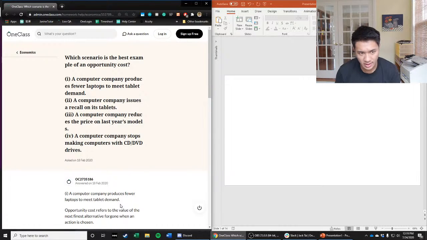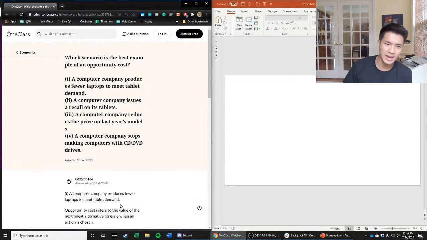Next question says, which scenario is the best example of an opportunity cost? Kind of echoing one of the questions we just had. And it says that for answer choice 1, a computer company produces fewer laptops to meet tablet demand. 2, a computer company issues a recall on its tablets. 3, a computer company reduces the price on last year's models. Or 4, a computer company stops making computers with CD or DVD drives. And so I think this is an opportunity cost, not from the point of a consumer, but from the point of a manufacturer or producer.